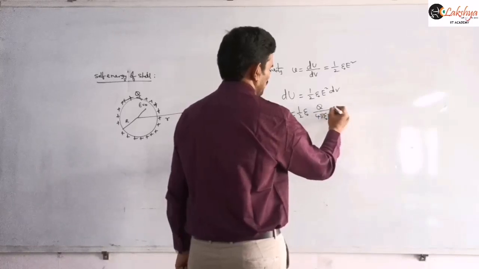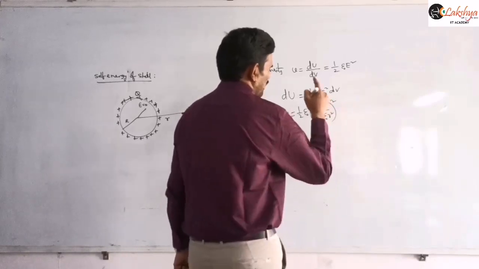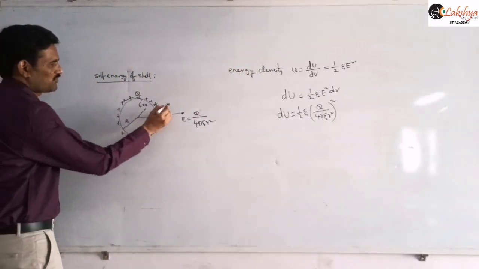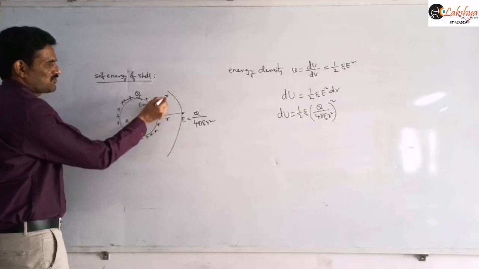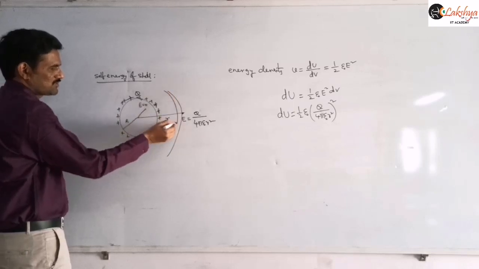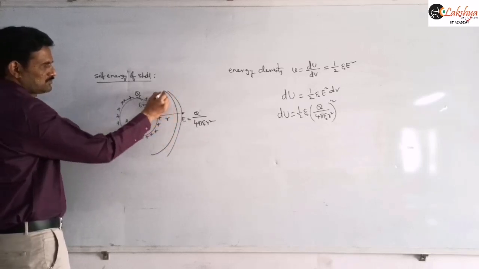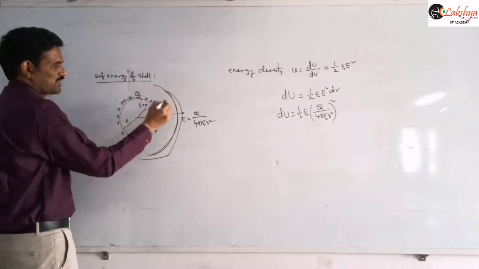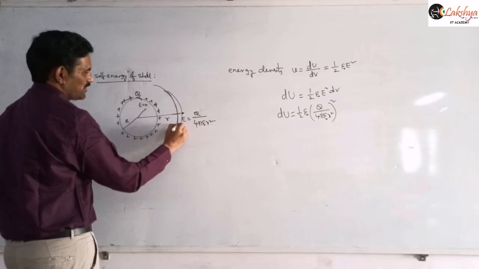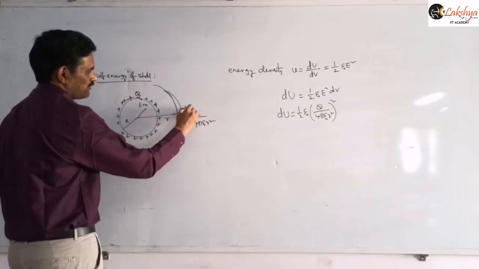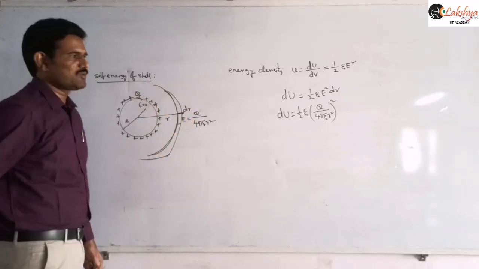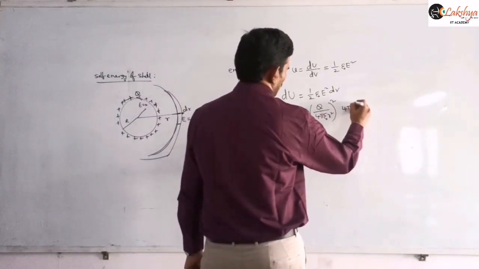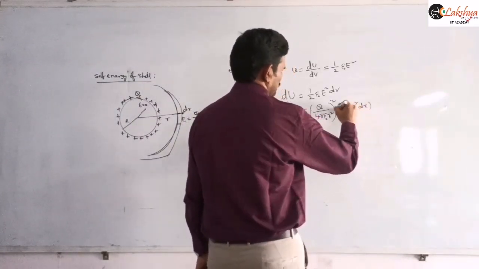The dv expression we need to write. dv is the volume of a small element here. We need to take a small spherical element like this. This is r, and this width we can take as dr. Then the volume of that spherical element I can write as 4 pi r square dr. That is our volume of the spherical element. Then you can simplify this.